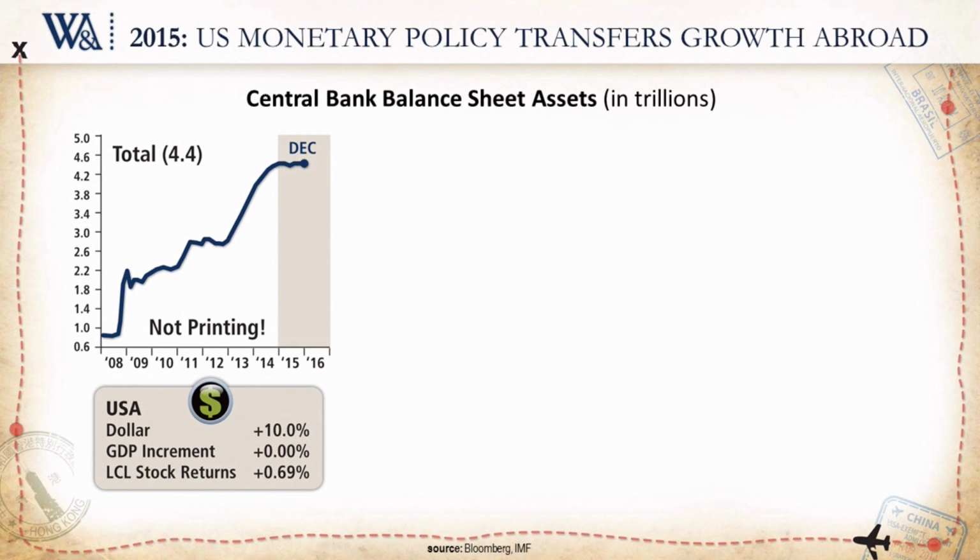Remember, we did that at the end of 2014. And for 2015, we talked about raising interest rates. And then in December, we actually raised interest rates a little bit. So what happened? Well, the US dollar actually appreciated about 10% against world currencies. The US economy flatlined from a growth perspective, and the local stock returns for US investors were flat as well.